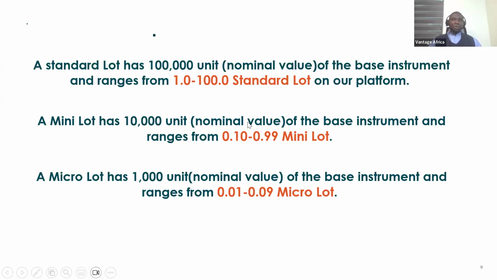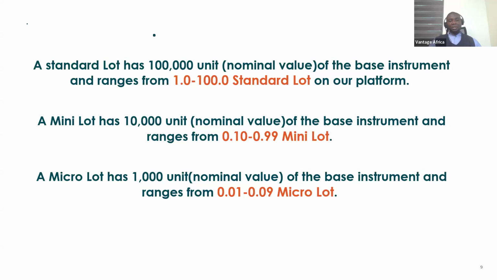Okay. The micro lot is the last one, the smallest. A micro lot represents 1,000 units of base currency, which is 1,000 nominal volume. So this is the smallest. When you start with 0.01 all the way to 0.09, you are dealing with a micro lot.